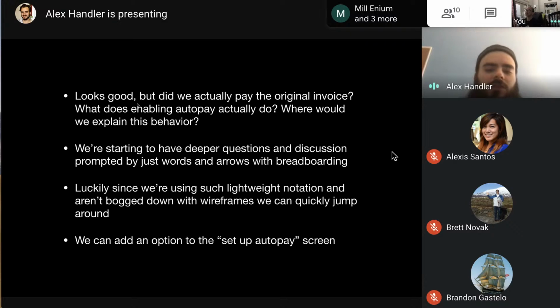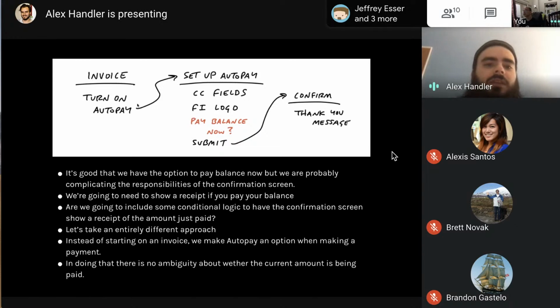Luckily, though, since we're using just a lightweight notation and aren't bogged down with wireframes or anything like that, we can quickly jump around. So we can add an option to the setup autopay screen, right? So now it looks like this. Since we're not working with high fidelity mockups here, we're not really locked down. It's really fast for us to do this. Essentially, what we added on the setup autopay was an affordance that asks if we want to pay all the balance now.